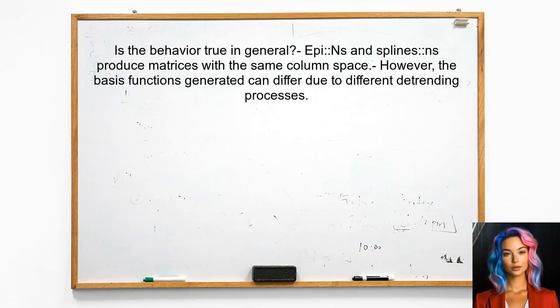To address the user's first question about whether the behavior observed with the Epi package is true in general, we can clarify that while the column spaces of the matrices produced by Epi ns and splines ns may be the same, the actual basis functions generated can differ. This is due to the different ways the two functions handle the detrending process.